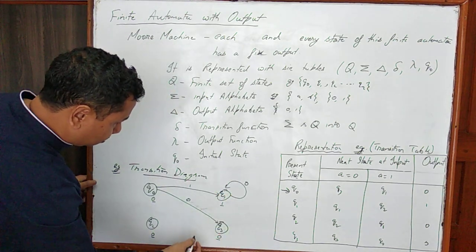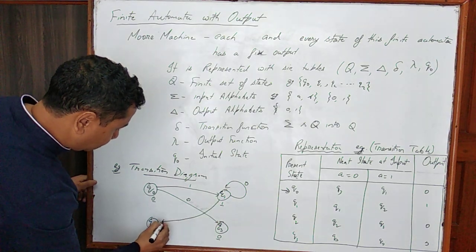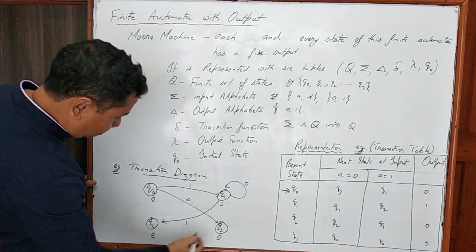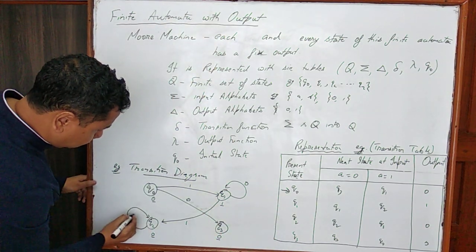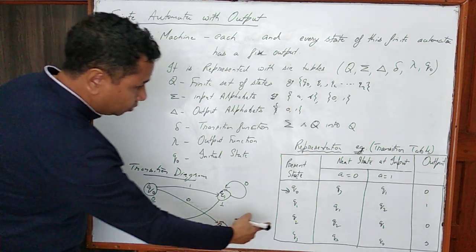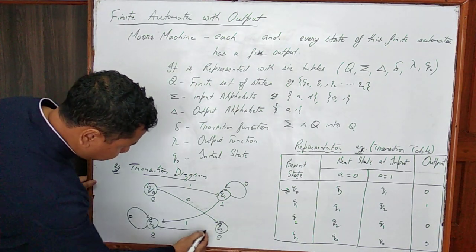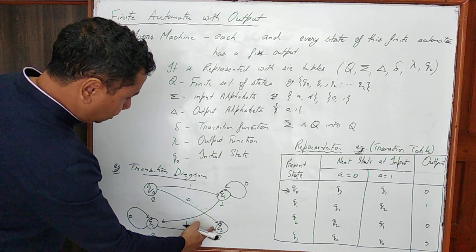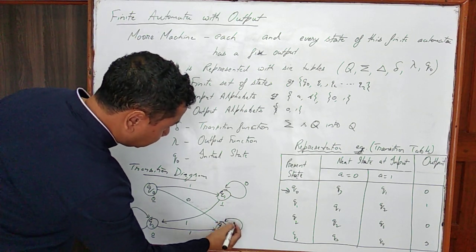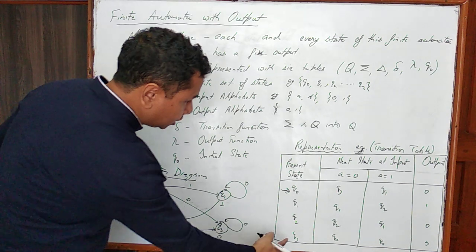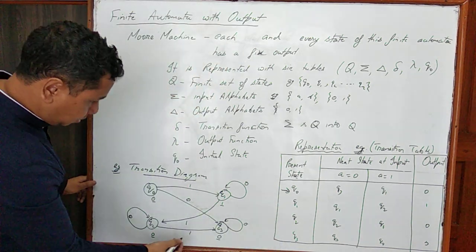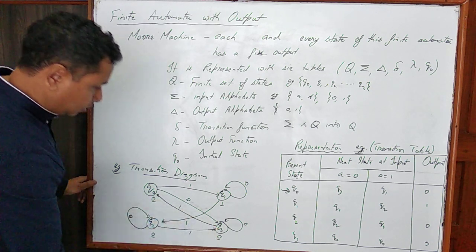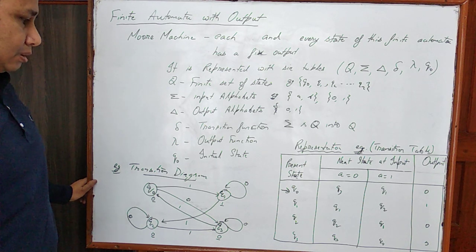q1 with 1 goes to q2. Again, q2 with 0 goes to q2, and q2 with 1 goes to q3. Similarly, q3 with 0 goes to q0, and q3 with 1 goes to q0. So this is how a transition diagram is represented.